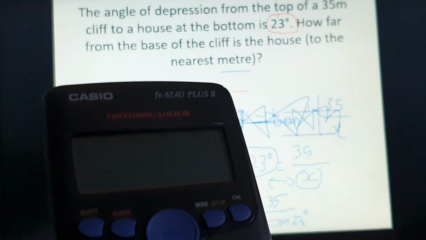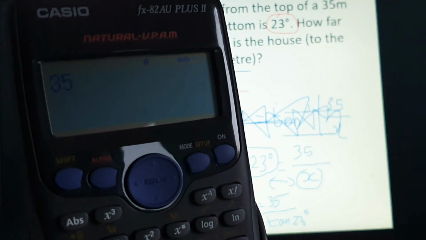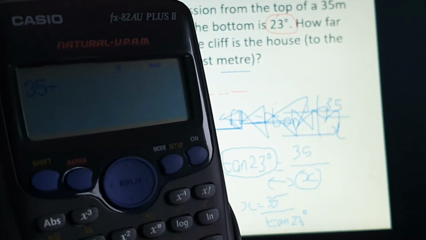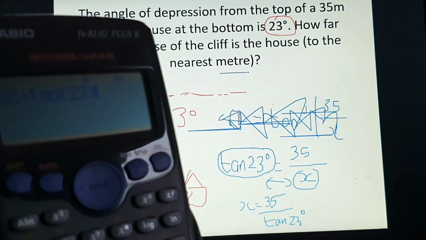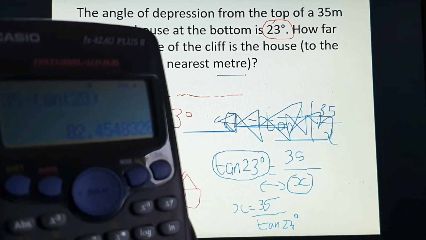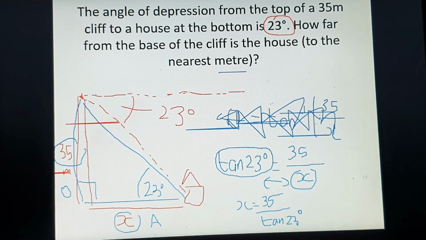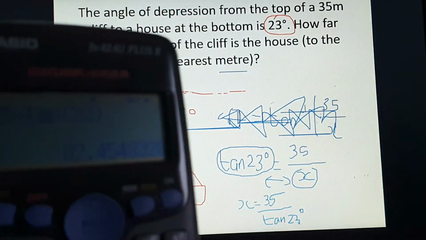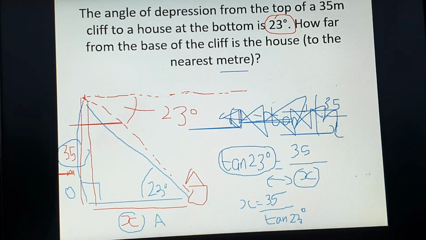So 35 divided by normal tan 23. 82.45 meters. So the distance between the house and the base of the cliff, according to our calculations, is 82.45 meters. And that's all there is to it.